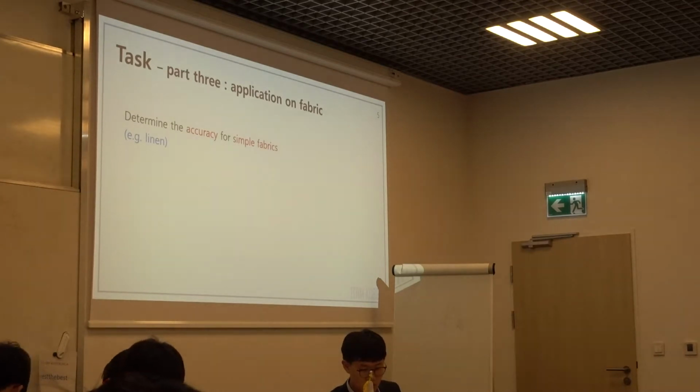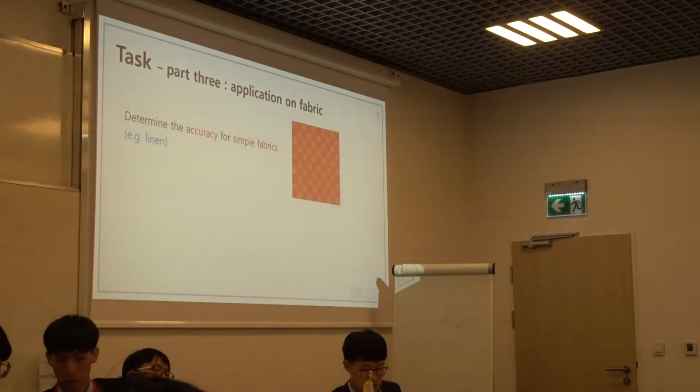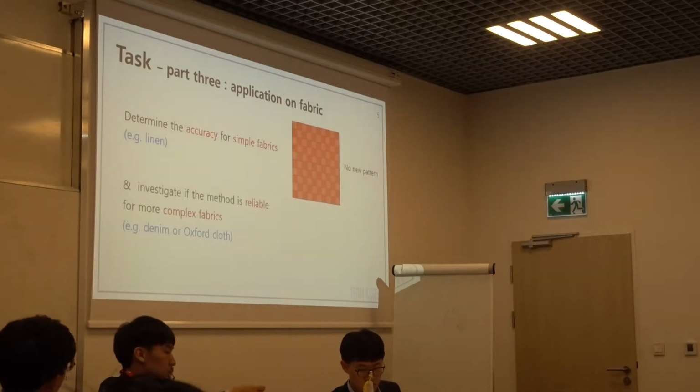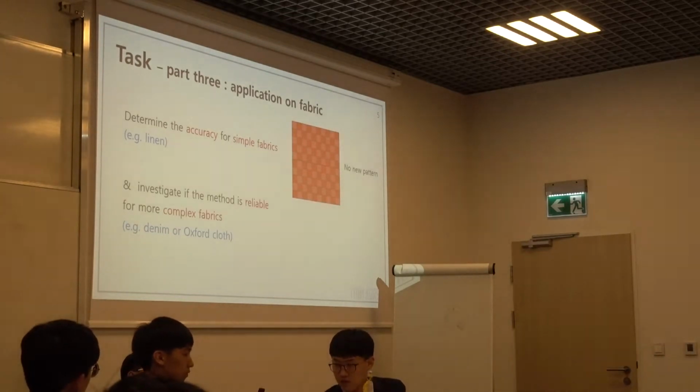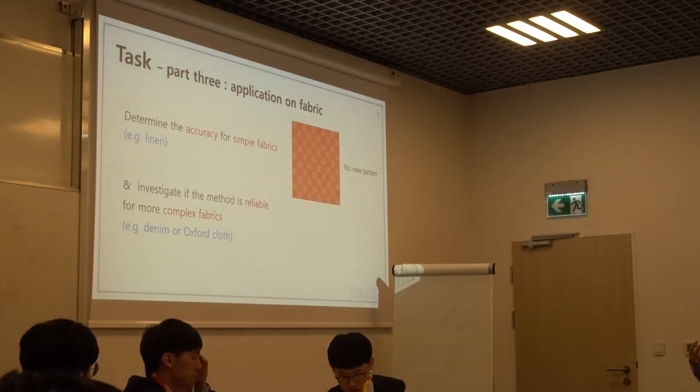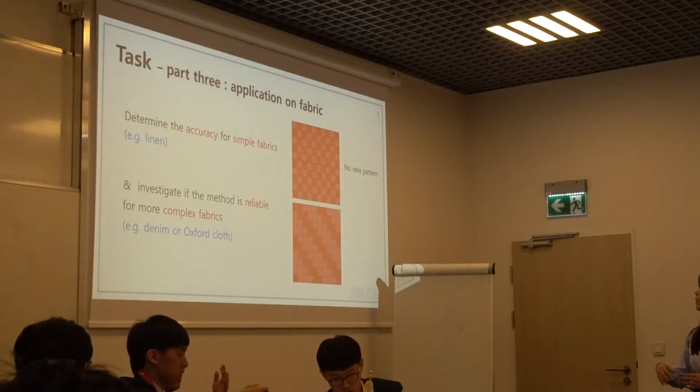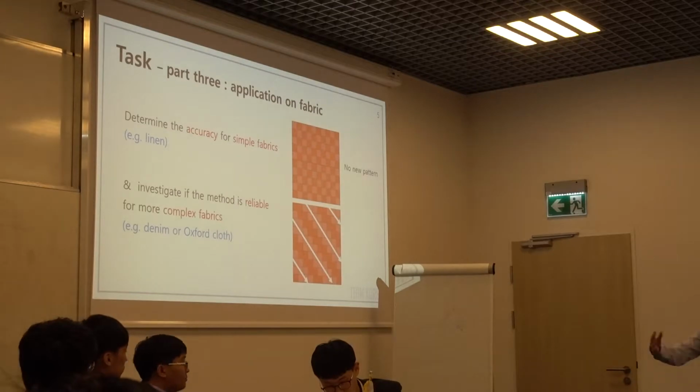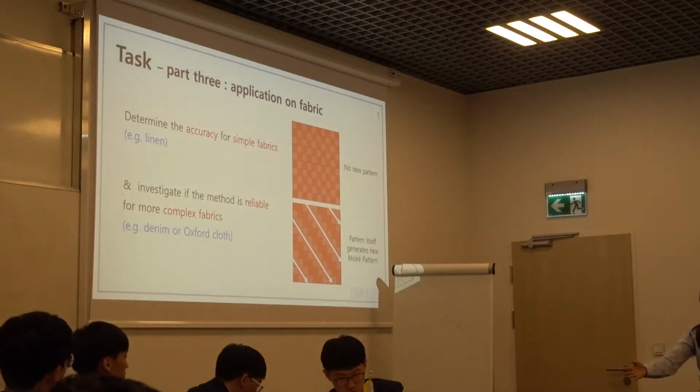Task three, application to fabric. You have to determine the accuracy on four simple fabrics such as linen, which doesn't create a new pattern. While investigated, the method is also reliable for more complex fabrics such as denim and Oxford cloth, which create the Moire pattern themselves.